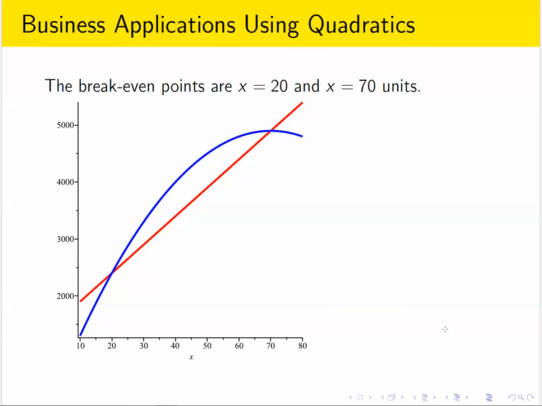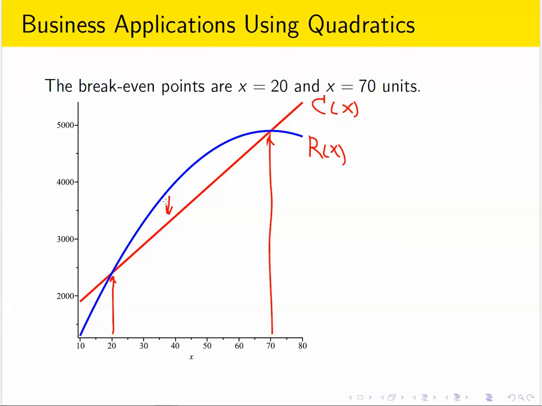And let's just take a look at a graph to see if we can understand that. So the blue curve that we see here, this is the revenue function. And the red line that's drawn here is a graph of the cost function. So what we can see is at 20 and at 70, these are equal to each other. What's happening in between? Well, the revenue curve is above the cost line.